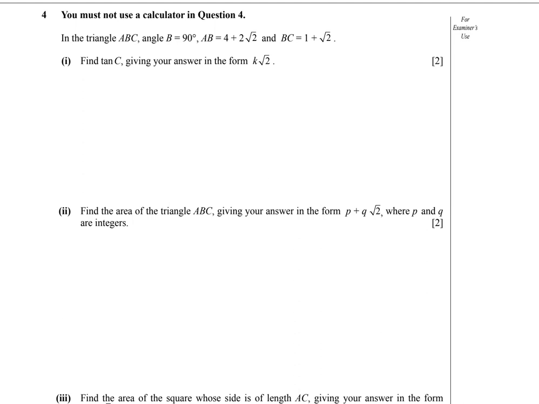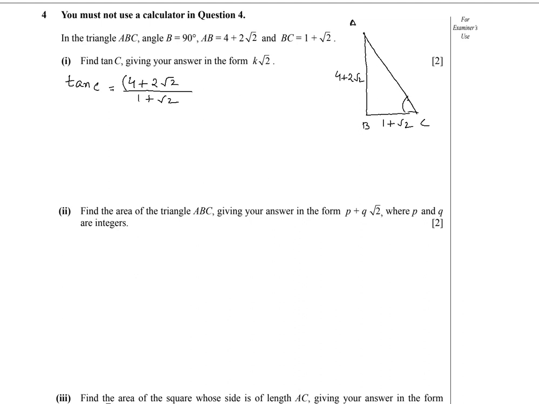At first, let's draw the triangle just to visualize it, put the points A, B, C and put the values 4 plus 2 root 2 and BC is 1 plus root 2. Now we have to find tan C. The tan C is actually opposite over adjacent, that is AB over BC, but AB is 4 plus 2 root 2 and the length of the BC is 1 plus root 2.